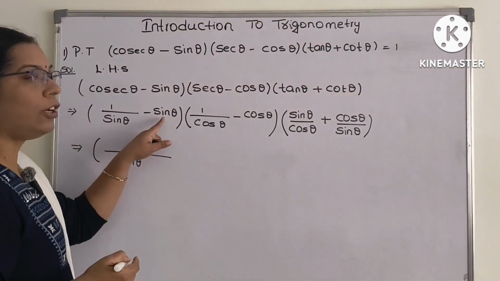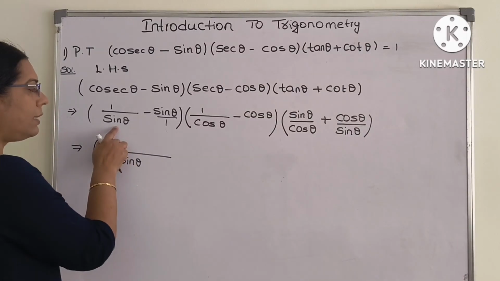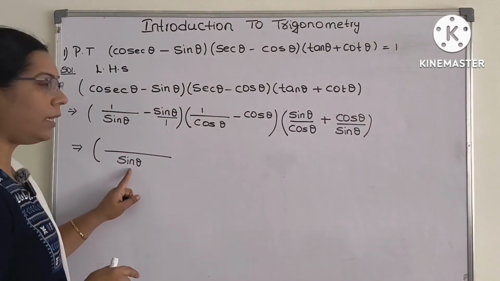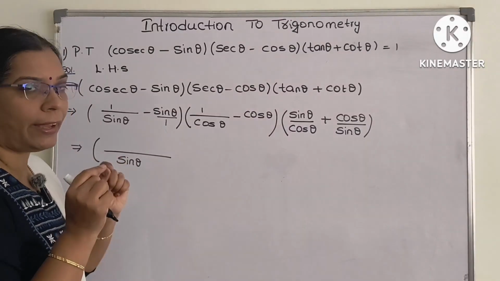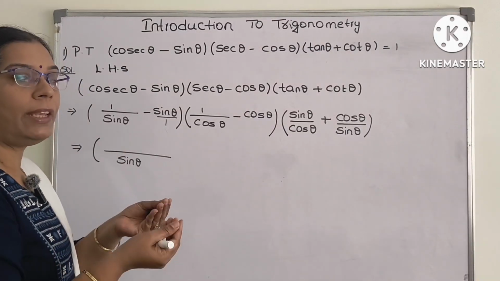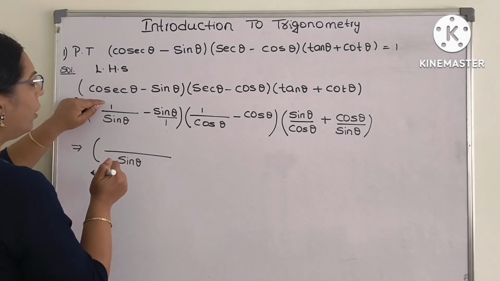What is the meaning of this sine theta? It means its denominator is 1. So the LCM of sine theta and 1 is sine theta. Now most of the children have problems in taking LCM, so I am explaining. Those who already know can fast forward the video.